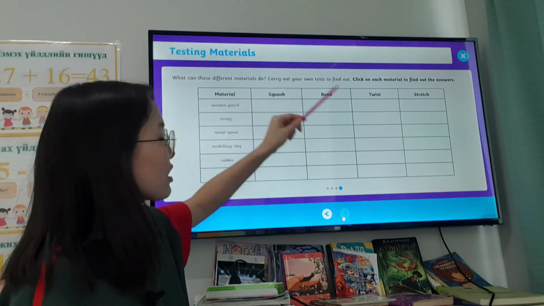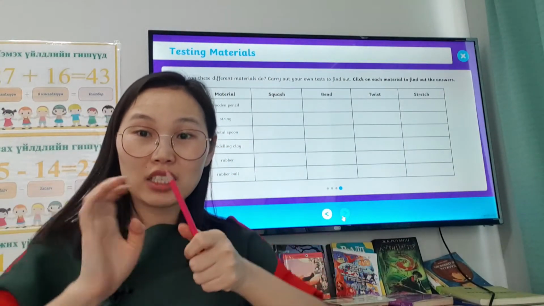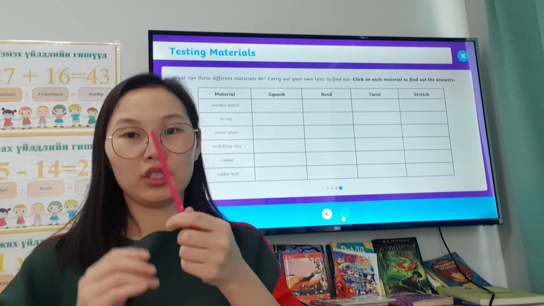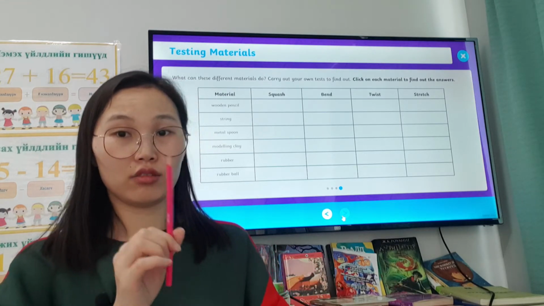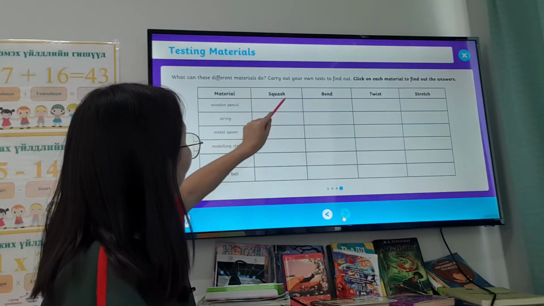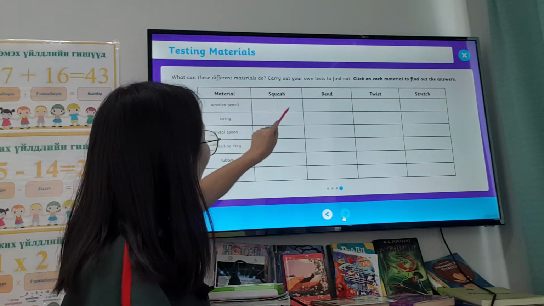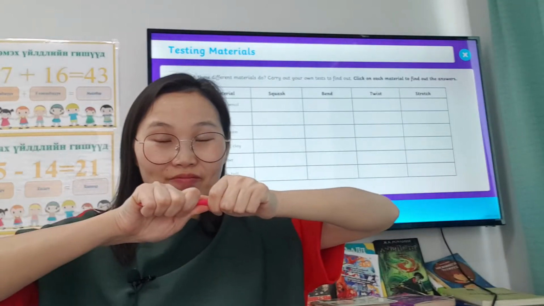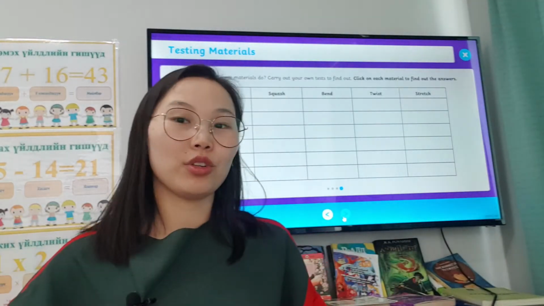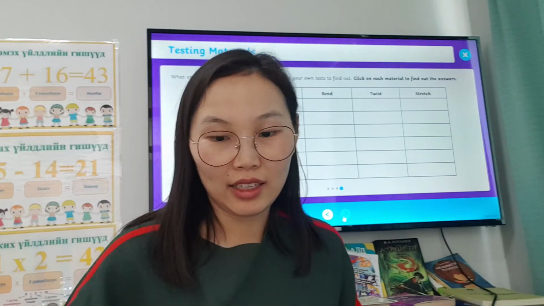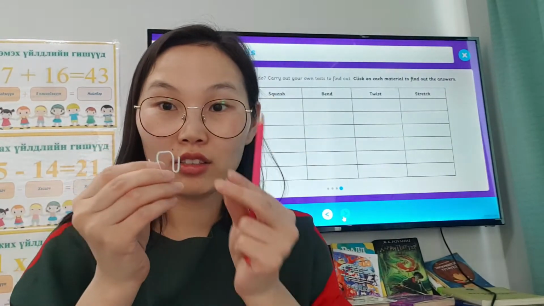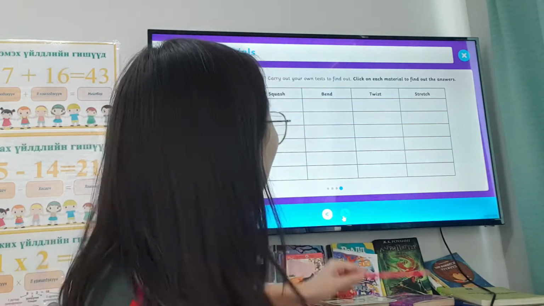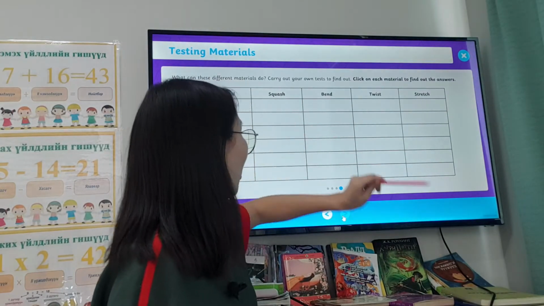Can I squash it into small? No, it's hard. I can't squash it, right? So you cross this out. You can't squash it. Can you bend it? You can break it, but you can't bend it like this one, right? So you cross this out.